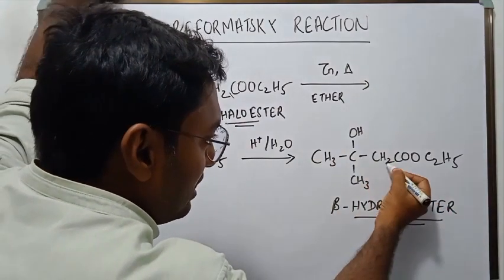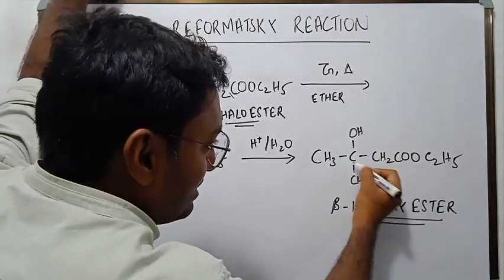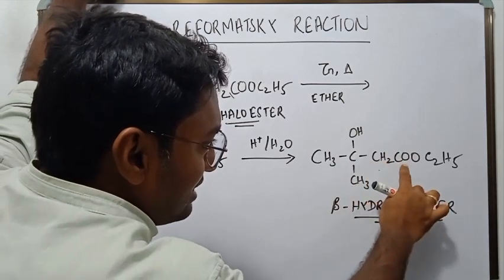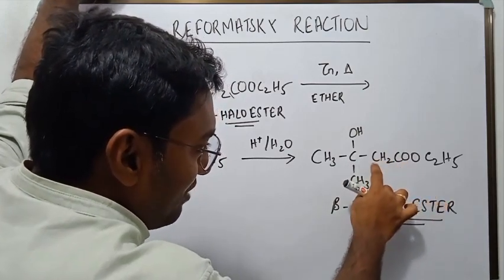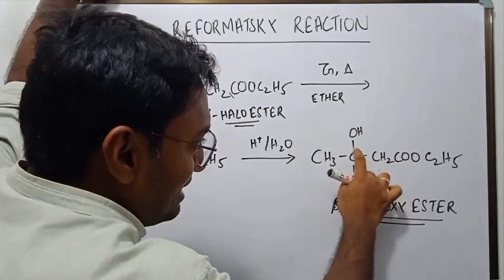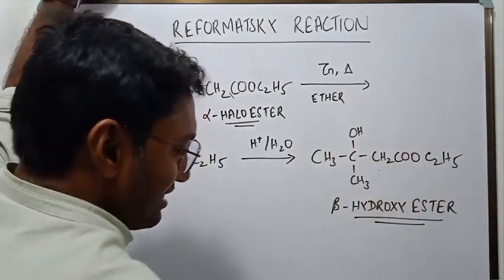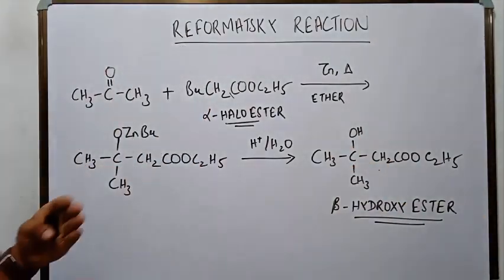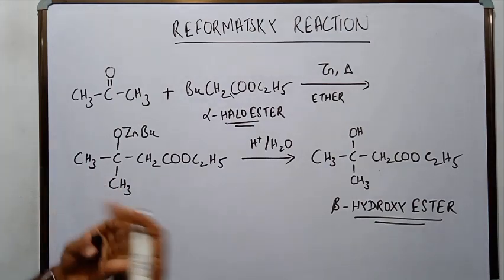See, this is the alpha carbon atom, and this is the beta carbon atom. This is the carbonyl group, right? So this is the alpha carbon atom, this is the beta carbon atom. Beta hydroxy ester. Fine. So let us rewind what we have seen.